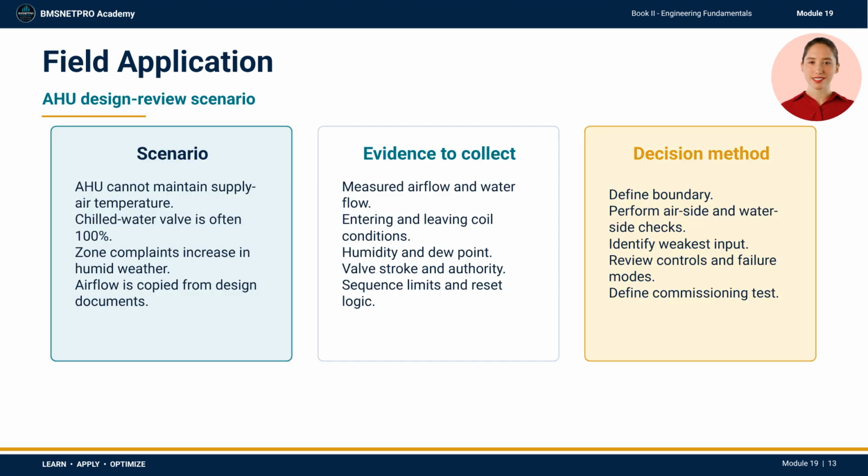This scenario brings the module together. An air handler cannot maintain supply air temperature, the chilled water valve is often at 100%, and humidity complaints increase during humid weather. A weak investigation might replace a coil or raise pressure. A stronger investigation defines the boundary, collects airside and waterside evidence, verifies whether airflow is measured or assumed, checks humidity, verifies valve motion and authority, reviews reset logic, and defines a commissioning test. The learner should leave with a repeatable diagnostic method.